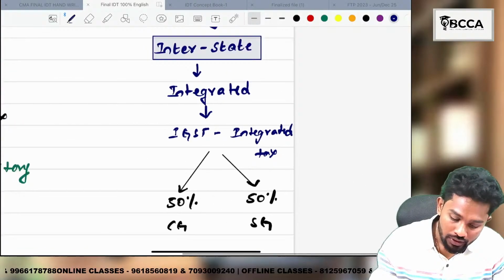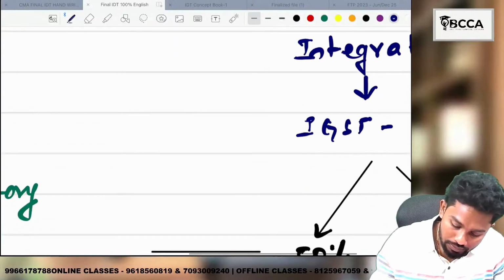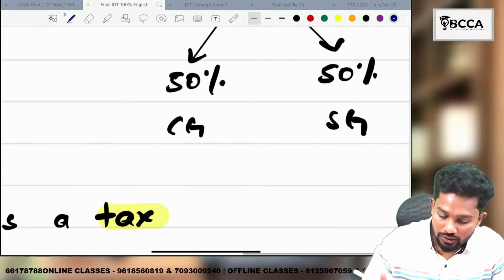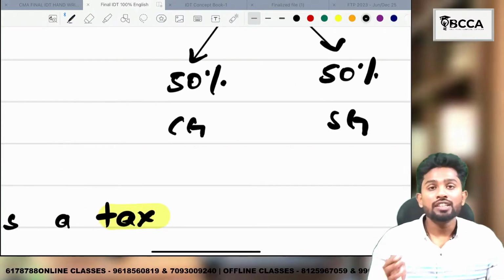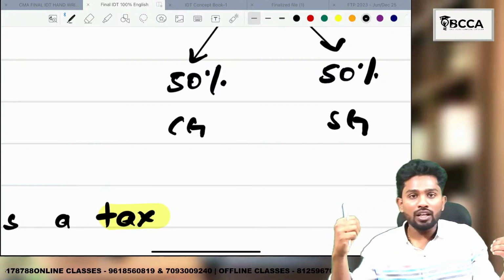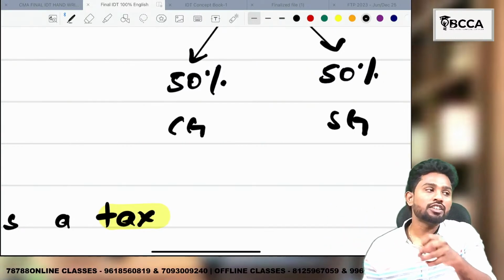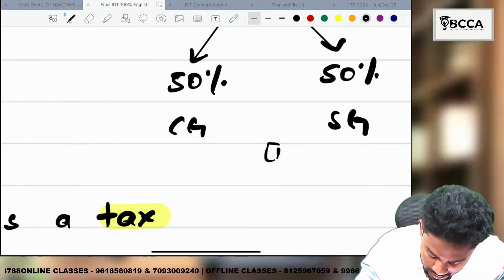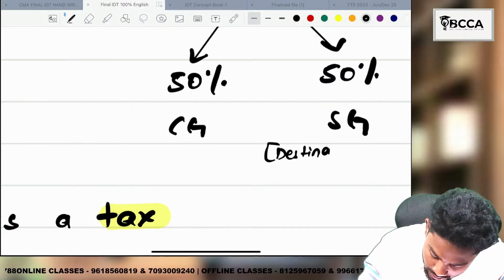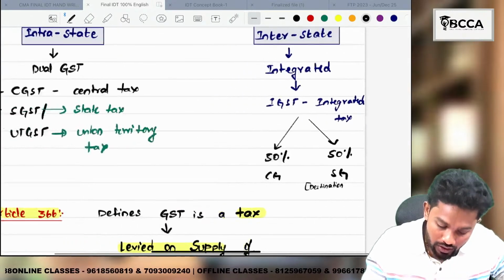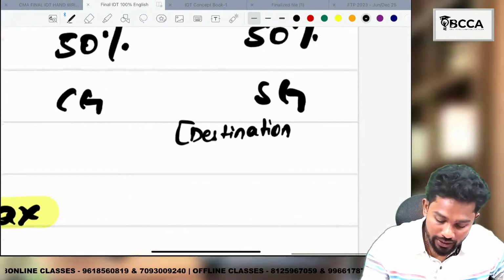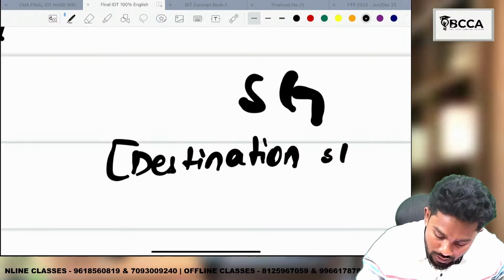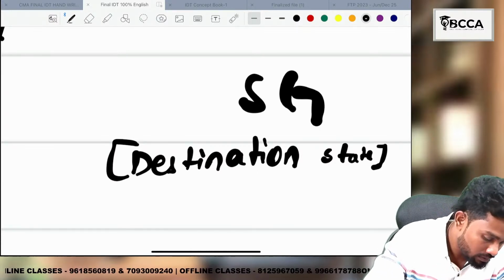Sir, one point here. In interstate, we know that 50% will be taken by the central government and 50% will be given to the state government. To which state? Say the seller is in AP, the buyer is in Tamil Nadu. So will this 50% of tax be given to AP or to Tamil Nadu? It will be given to the destination state. So above, where we wrote interstate integrated tax, there I am writing destination state. So it will be given to the state government, that also to the destination state.